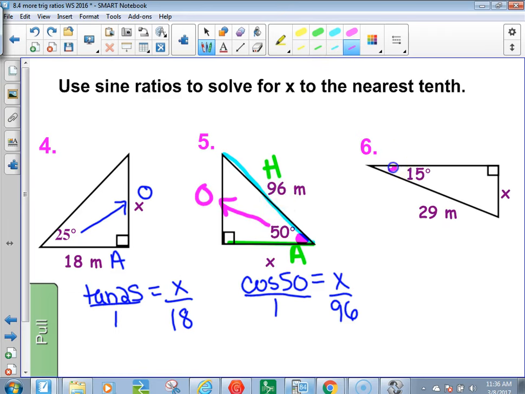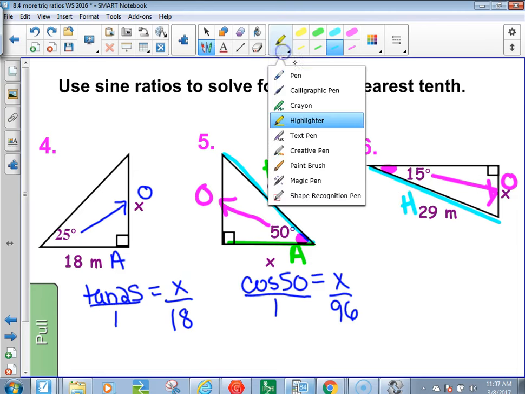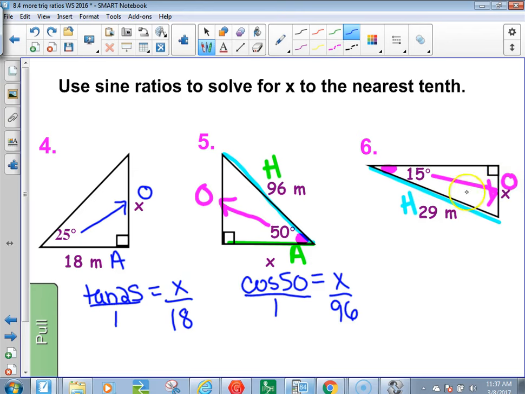All right, so coming from number 6, let's see if you can identify quick. That one's got the opposite, and this one is the hypotenuse. Now that I have opposite and hypotenuse, that one's the sine. Sine of 15 equals x over 29.